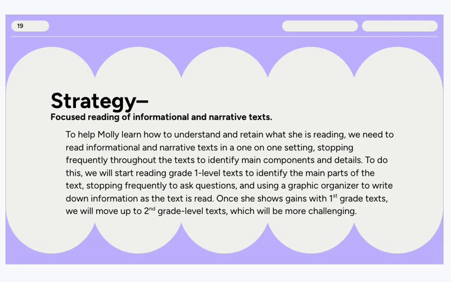The strategy that we're going to use is a focused reading of informational and narrative texts. In order to do this, we're going to help her to understand and retain what she's reading. We need to read informational and narrative texts in a one-on-one setting, stopping frequently through the text to identify main components and details. To do this, we'll start reading at grade 1 level text to identify the main parts of the text, stopping frequently to ask questions, and then use a graphic organizer to write down the information as the text is read. Then once she gains confidence and mastery of first grade text, we'll move up to second grade texts, which will be a little more challenging for her.